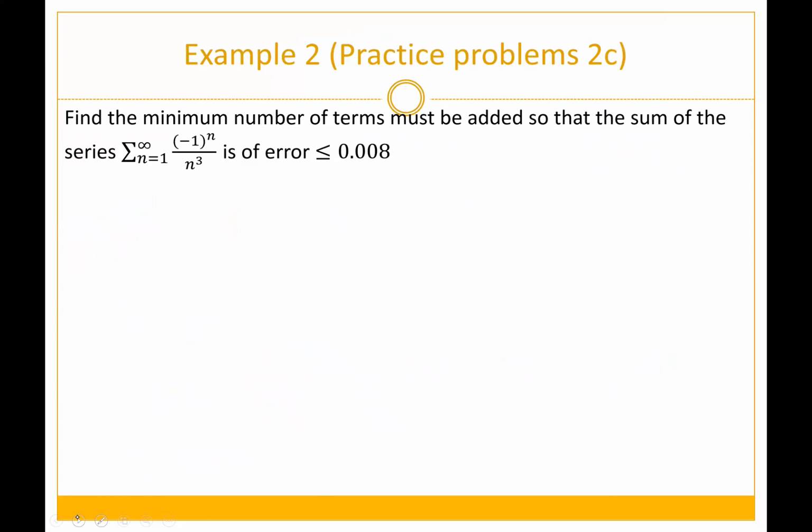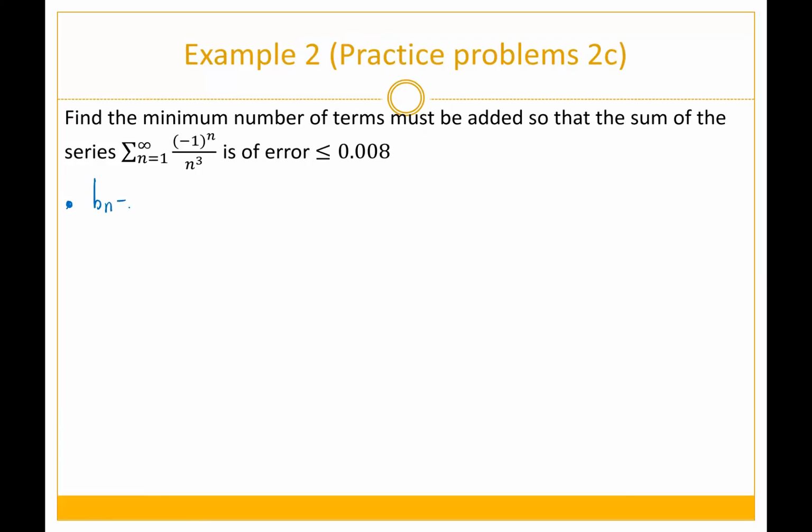It's example 2, which is practice problem 2C as well. Find the minimum number of terms that must be added so the error of the sum of the series is smaller than or equal to 0.008. So first of all, if we want to use the alternating series estimation theorem, we have to prove that this alternating series is convergent. And the way that we're going to do it is, again, the alternating series test.